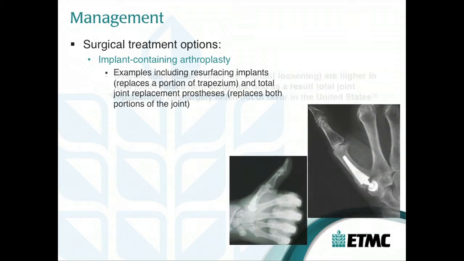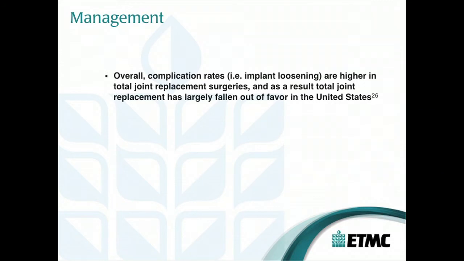Overall, though, multiple studies have shown that complication rates such as implant loosening are higher in total joint replacement surgeries. And as a result, the total joint replacement surgery in the basal thumb region has largely fallen out of favor in the United States. That's not to say that they're not currently in the process of trying to come up with better prostheses, but it takes years for them to do a study to show that long-term wise, they have equivalent outcomes.